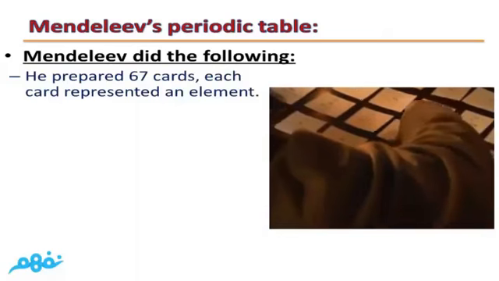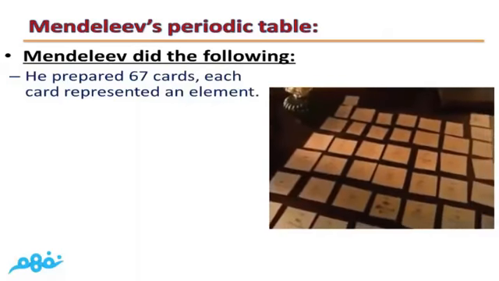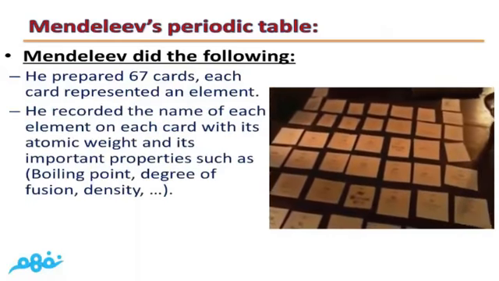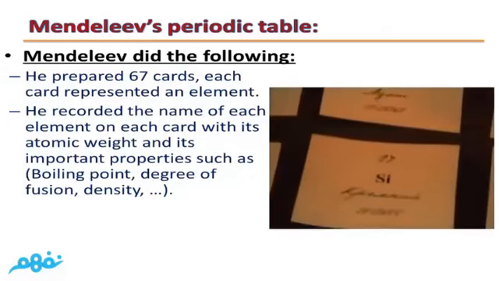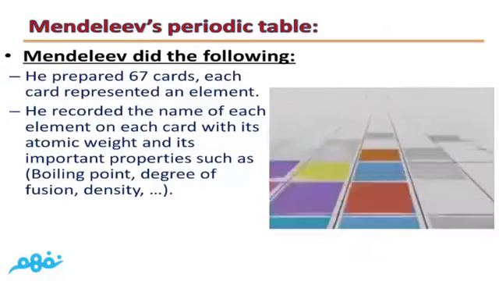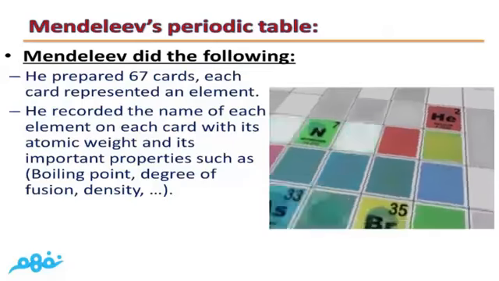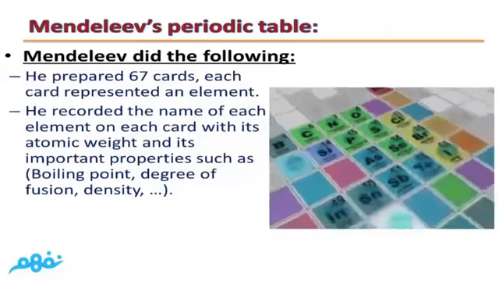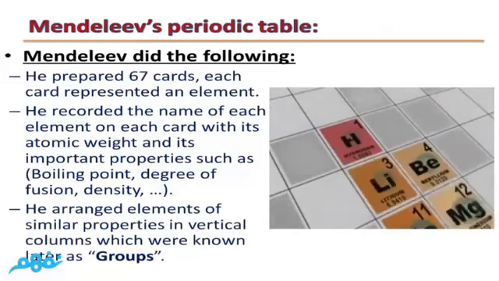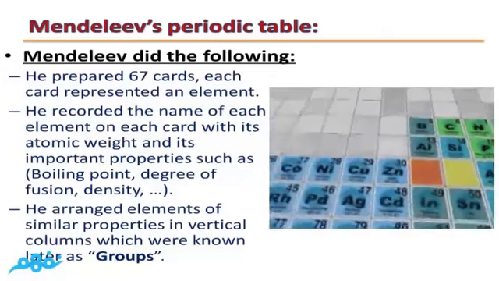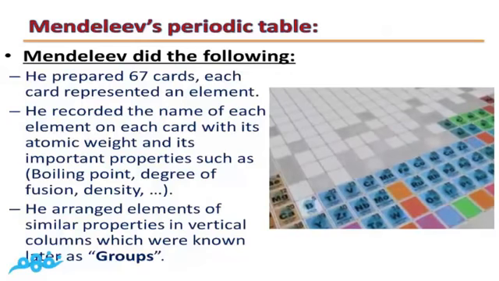Mendeleev prepared 67 cards. Each card represents an element. He recorded the name of each element on each card with its atomic weight and its important properties such as boiling point, degree of fusion, and density. He arranged elements of similar properties in vertical columns, which were known later as groups.